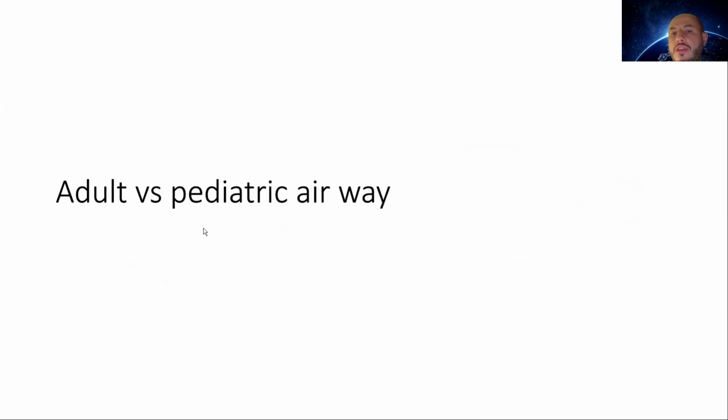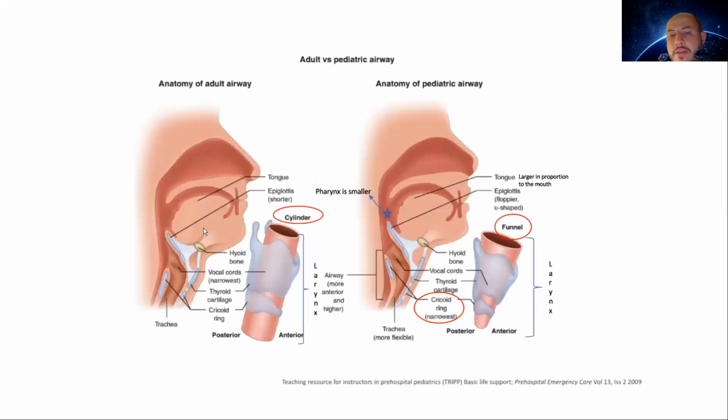So now, what are the true differences between the adult and the infant? Why in the infant or the neonates is intubation more difficult than in the adult age group? Because the airway itself is different from pediatric or neonates, or infant, to the adult. We will start with the tongue.